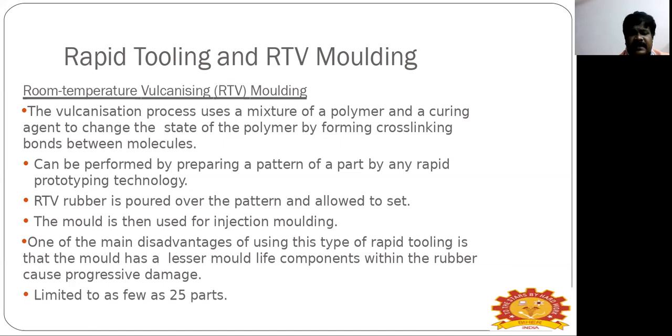That is the main disadvantage of this type of rapid tooling: the mold has lesser mold life, as components within the rubber can cause progressive damage. So it will also be limited to 25 parts. This is our RTV molding.